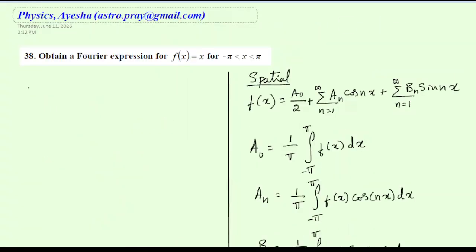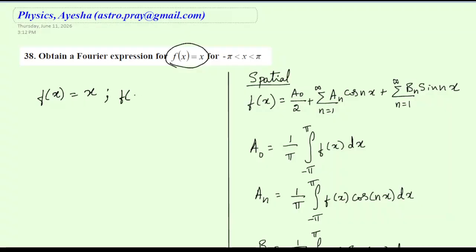Before I start solving, let me tell you about a verification method. You can call it a trick or a shortcut method to understand how the Fourier expression looks. First of all, any function that is given, you analyze whether it's an odd function or an even function. Now you tell me, what is this function, f of x equals x, whether it is an odd function or even function. How do we know that?